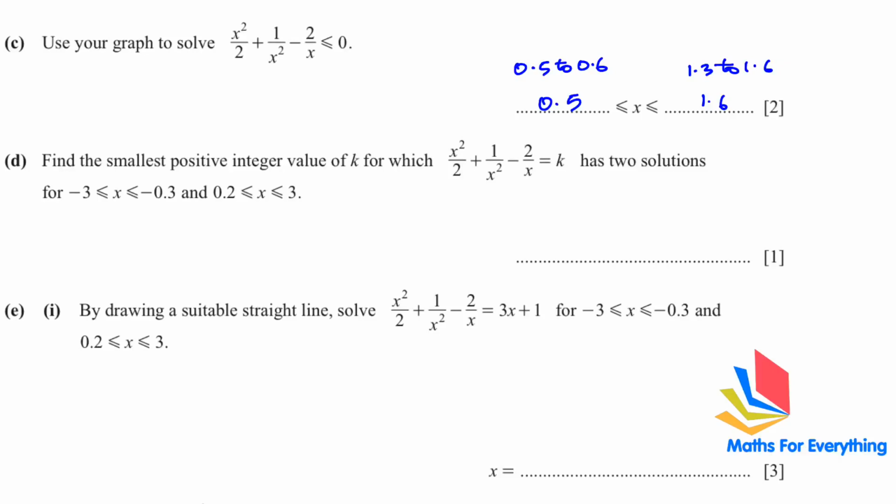Question number D. Find the smallest positive integer value of k for which our equation is equal to k has two solutions for the points given here. I hope you realize that when you are having a number after your equation like 0 and k, that is your y values. Integer means whole numbers. So -1, -2, 1, 2, 3. But we are looking at the smallest positive integer, which has two values.